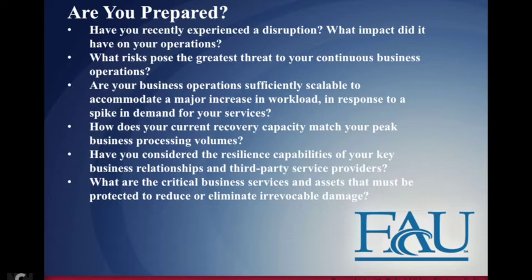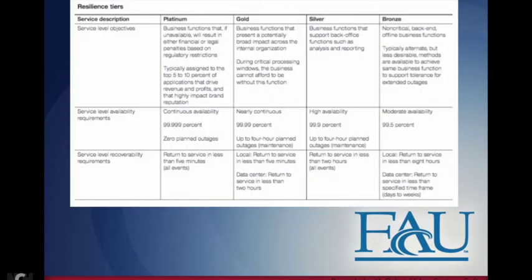And that event could be anything. It could be a natural disaster. It could be a terrorist event. It could be some sort of a cyber attack. So, how can they be prepared? And what they do is they put forward these 4 resilience tiers. They label them platinum, gold, silver, and bronze.